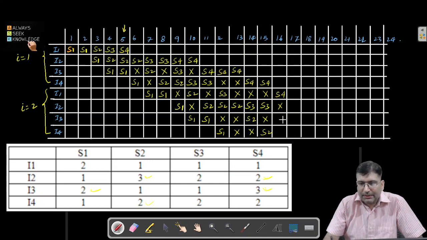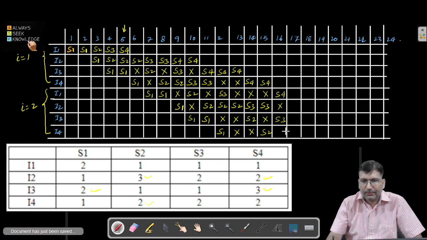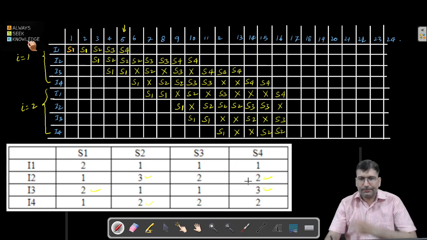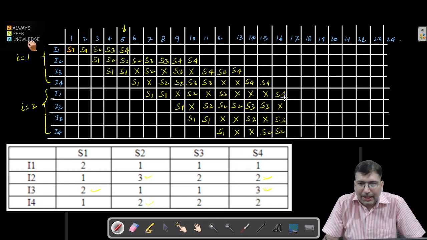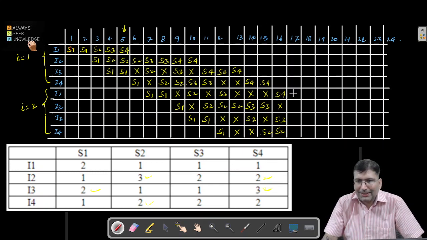But now the S3 assembly is available, so this I3 will be shifted to S3, right? And I3 will be in S3 for only 1 machine cycle. Once it is shifted to S3, this I4 in S2 requires 2 machine cycles. It is still in S2 here. Now look at I1 in S4, it will be ended by cycle 16 because it was requesting only 1 machine cycle. Once it has ended, this I2 will be shifted to S4.